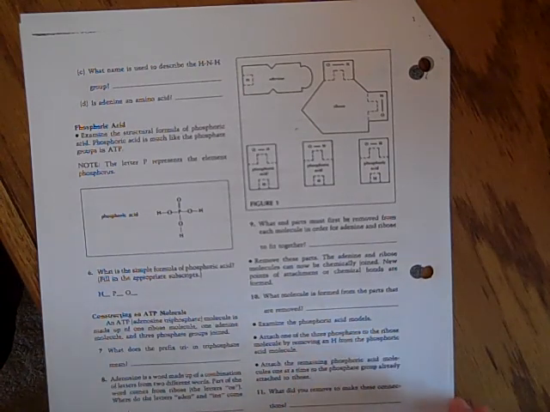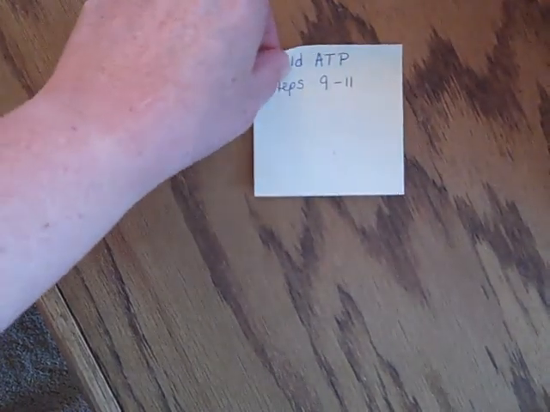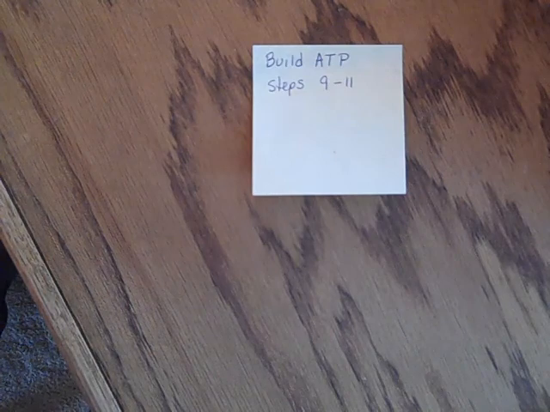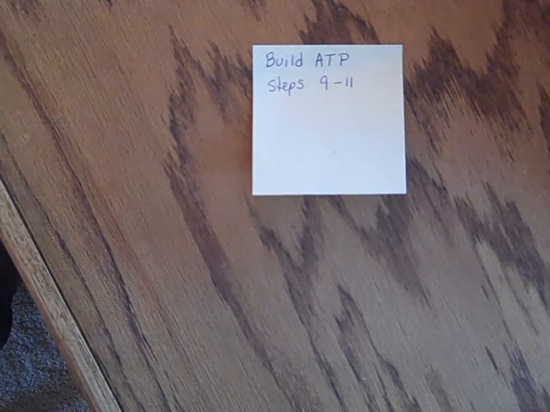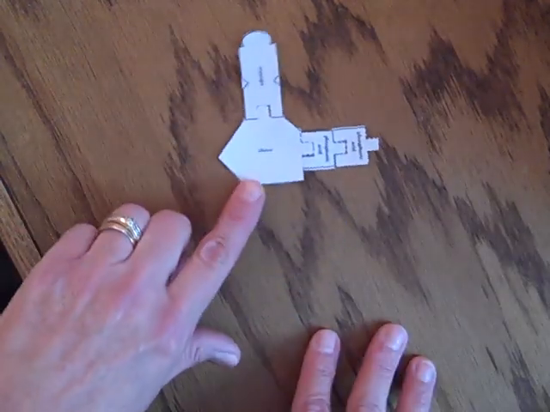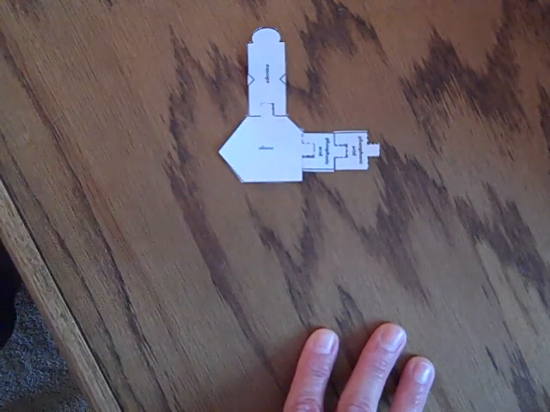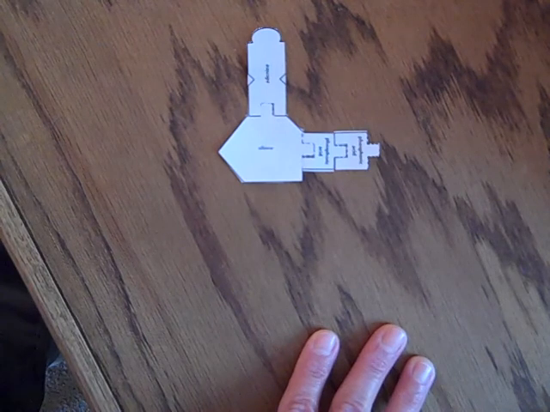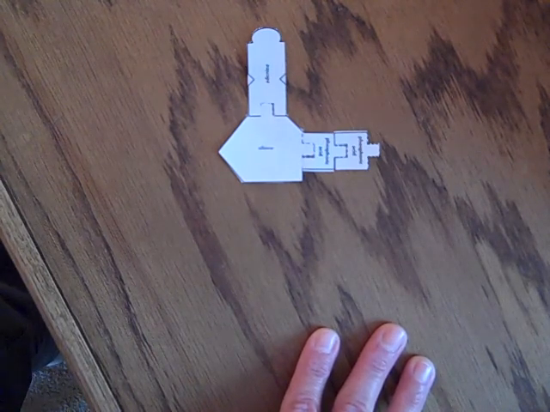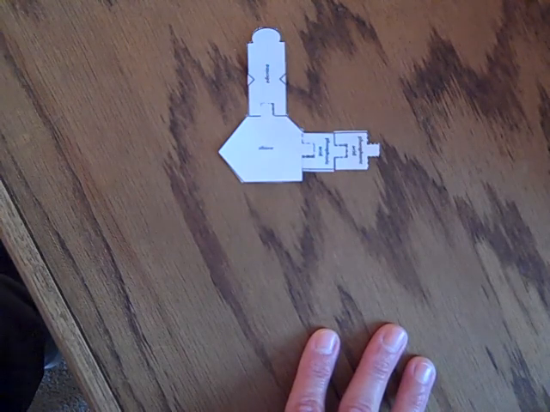And then on steps 9 through 11, it tells you to build ATP. This is how you put those pieces together. You start out with the ribose and the adenine, and you put those together like that. It's very similar to labs 6, 7, and 8 that we did, where we had to remove the H's and the OH's and make water molecules in order to assemble our molecules.